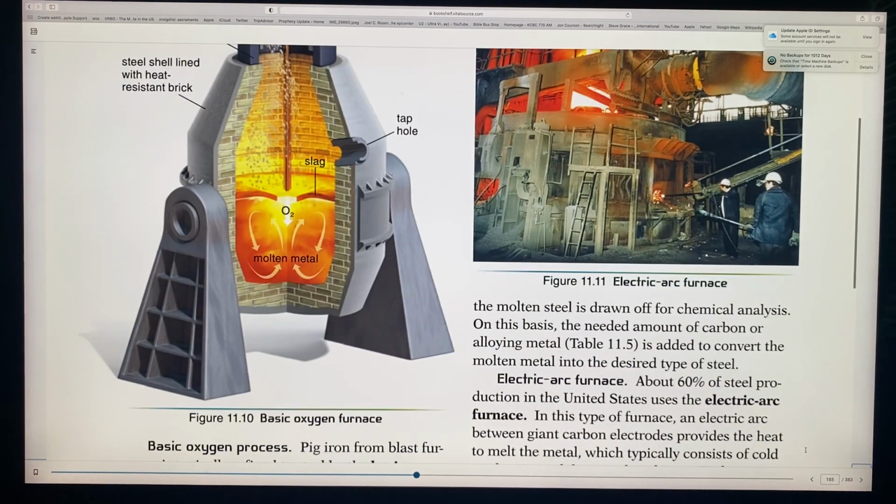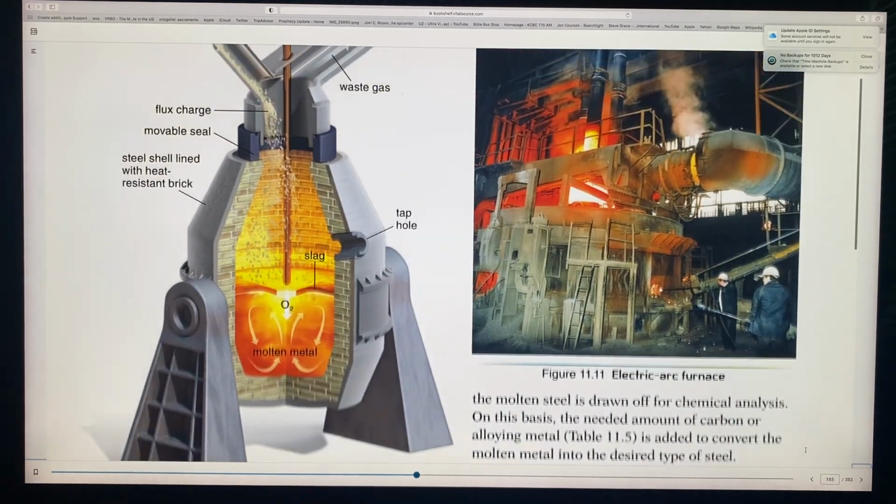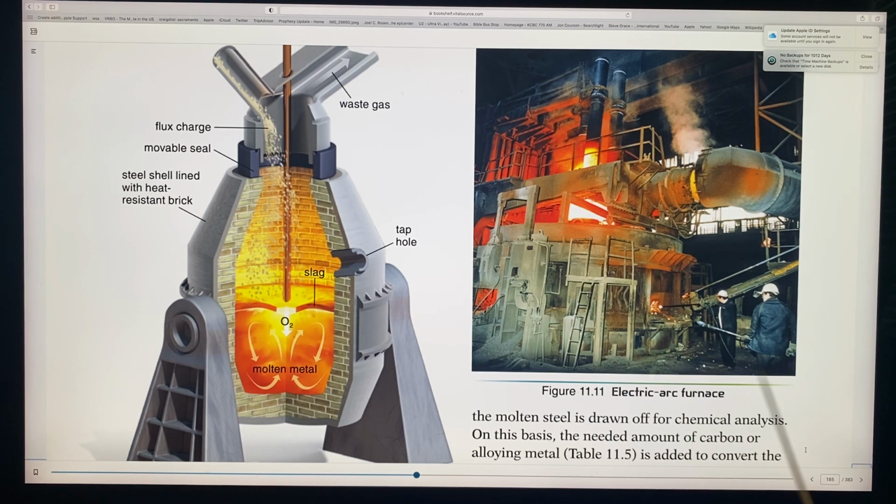This is the basic oxygen furnace. And this is the electric arc furnace. Look how huge that is. 60% of steel production in the United States is the electric arc. And as you can see here, higher temperatures are possible than in the oxygen process, and it's effective at removing impurities. This is used a lot in recycling steel.